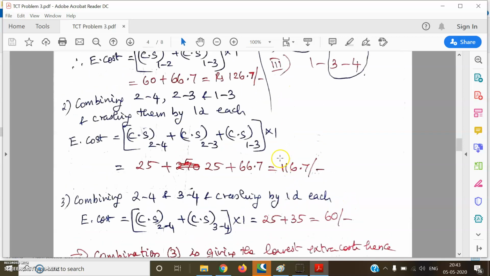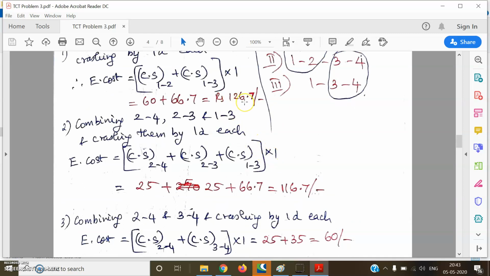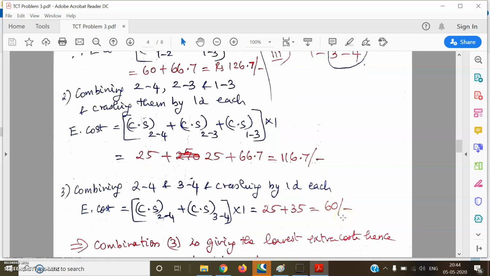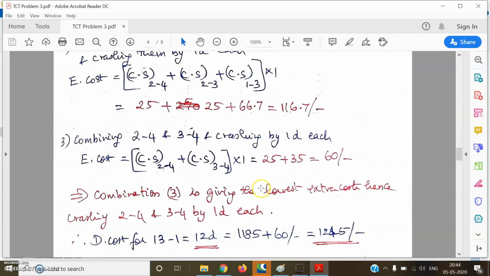So we have 3 combinations for this stage. The first combination gives us 126.7. The second combination gives us 116.7 extra cost. The third combination gives us 60. Of all these 3, we find that the third combination, crashing 2, 4 and 3, 4 by 1 day each, will give us the lowest increase in cost, the lowest extra cost. Therefore, we will choose the third combination.